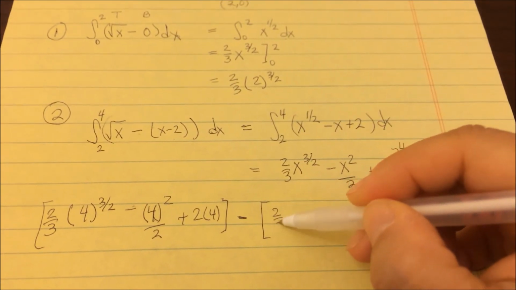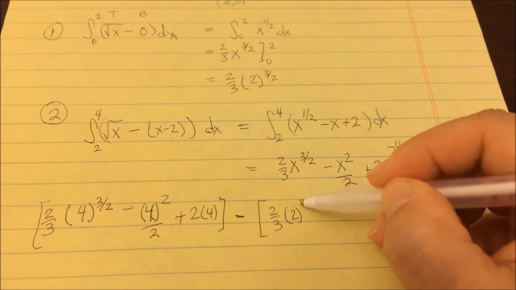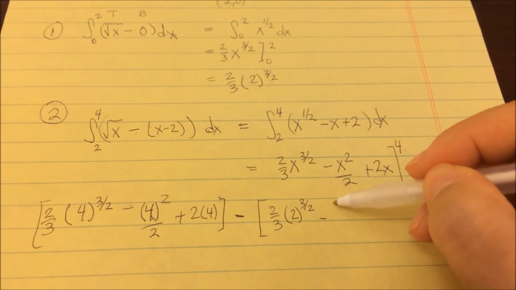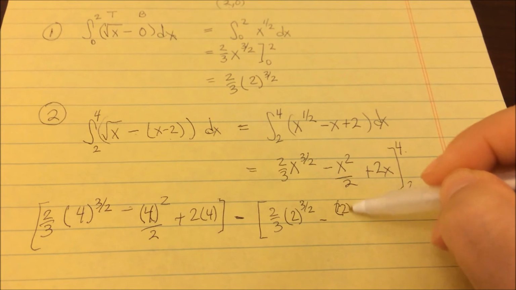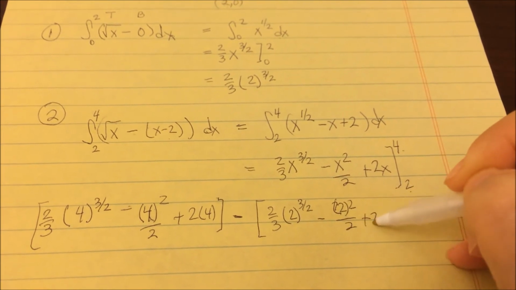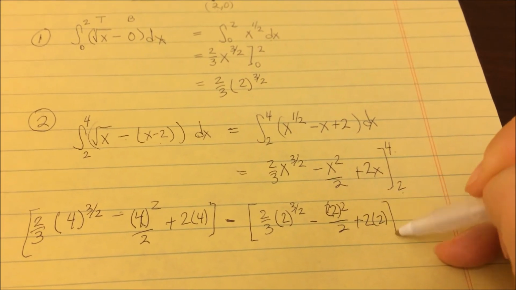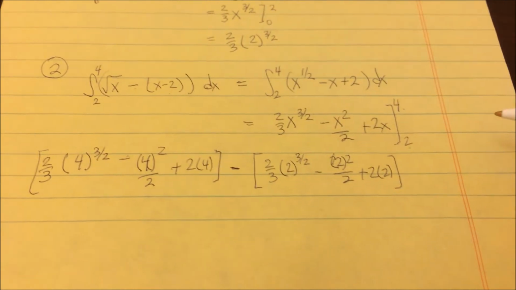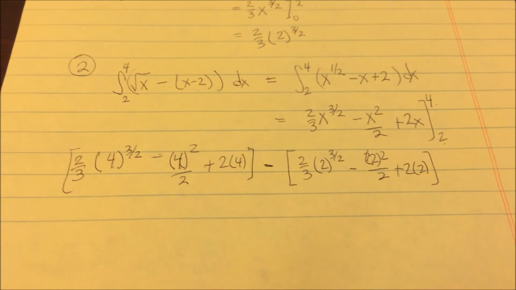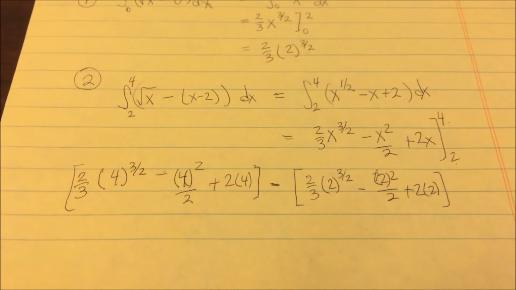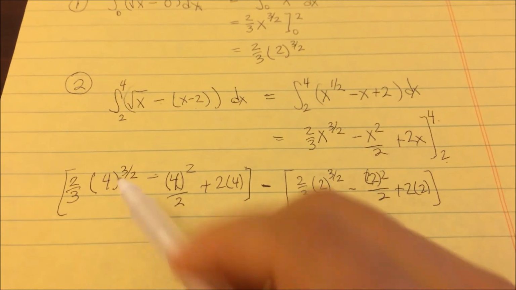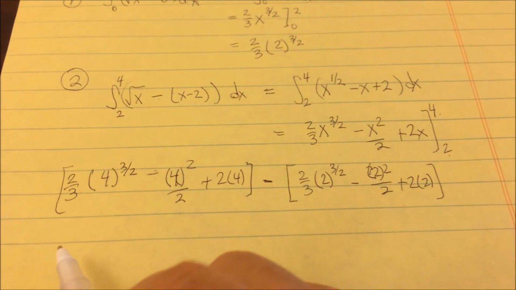So it becomes now 2/3, 2 to the 3/2 minus 2 squared, 2 squared all over 2 plus 2 times 2. And again, that was just for the 2s, okay? All right, so now the calculations. So the calculation goes something like this, where now we have to deal with the radical up here. So maybe I'll walk you through that one right there.